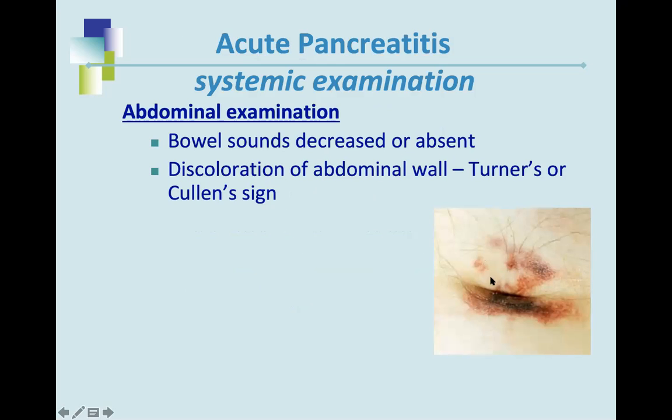There may be discoloration around the umbilicus, which is known as Cullen's sign, and there may be discoloration at both flanks, which is known as Grey Turner's sign. Now these signs are due to hemorrhages and due to spread of inflammatory fluid in the planes of the abdominal wall, which collects at the umbilical region and into the flanks. And these signs are one of the pathognomonic signs of pancreatitis.